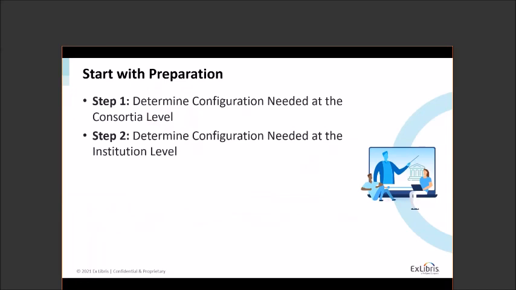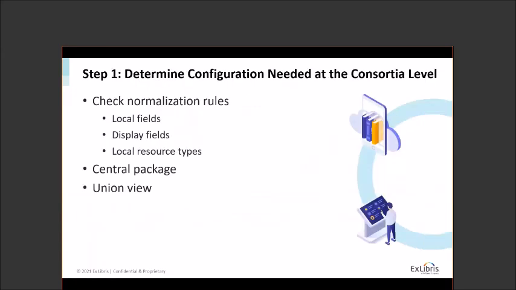So the first step is to determine the configuration needed at the consortia level and then the configuration needed at the institution level. So the first step is to determine the configuration at the consortia level. In most cases, there is one unified normalization rule. You should analyze this normalization rule and define local fields. You need to determine which local fields are relevant to all institutions and which are relevant to specific institutions.